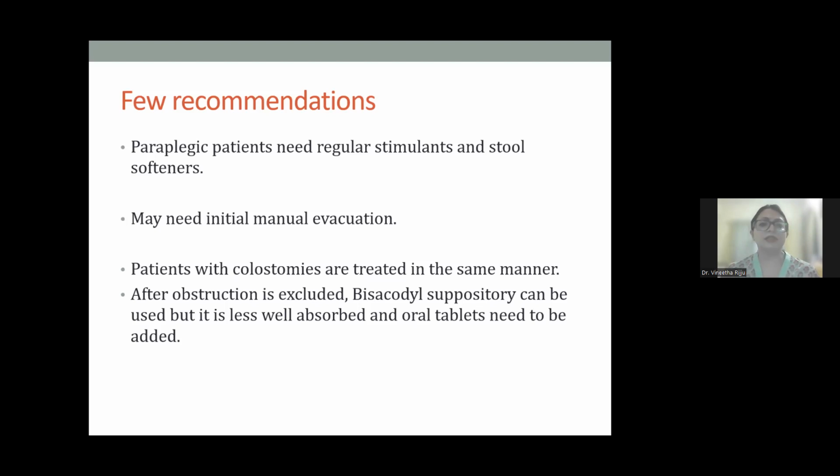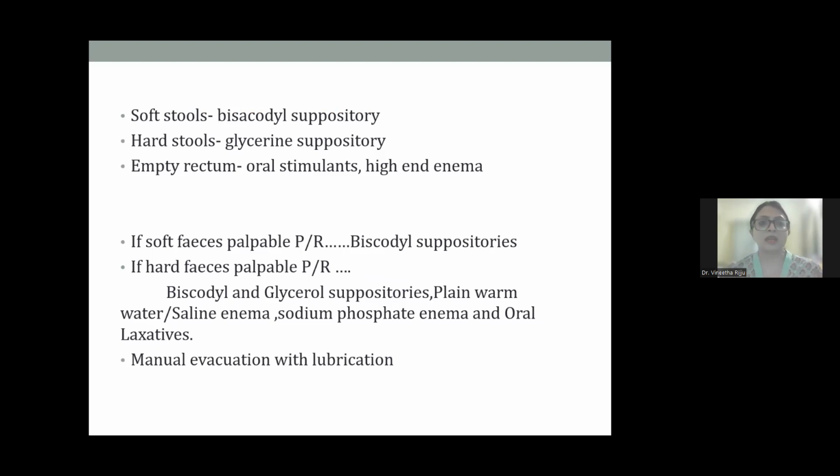Then if manual evacuation is required, yes, you will have to do that. Patients with colostomies are also treated in the same manner. So it depends on whether the patient is having soft stools or hard stools. If the stools are hard, glycerin suppositories can also be used.